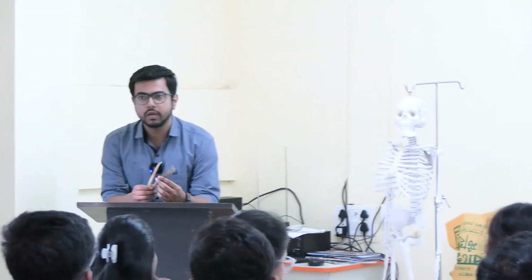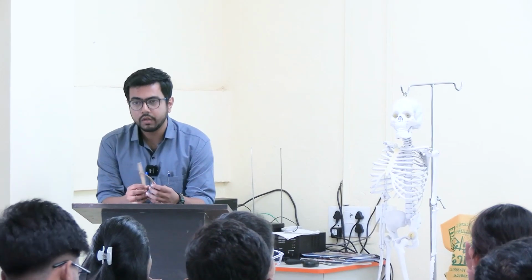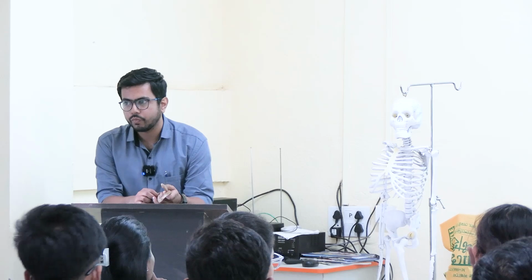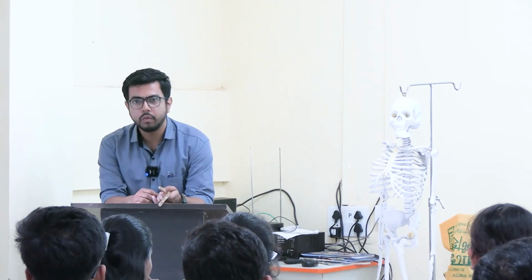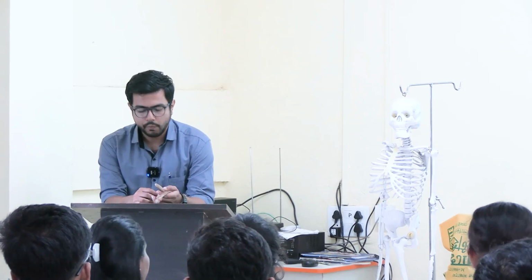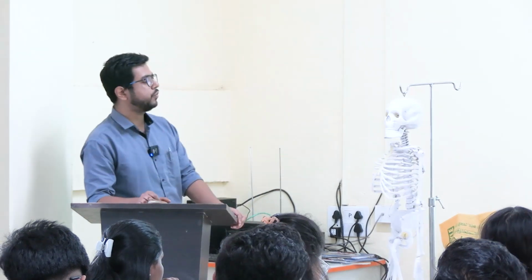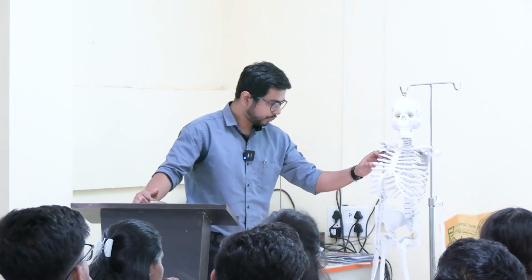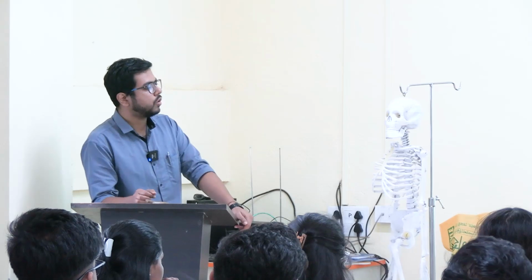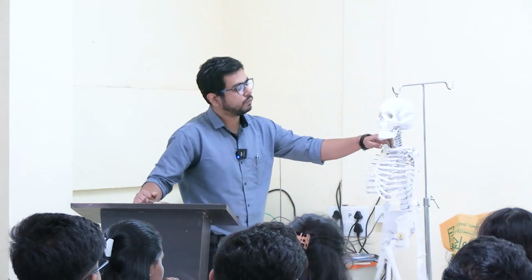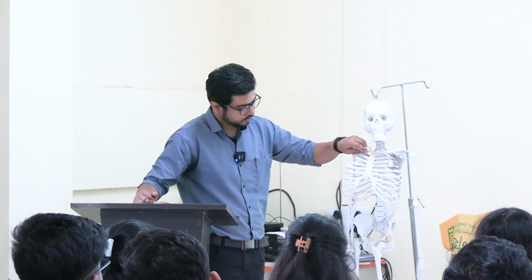So today's class is typical ribs. How many ribs are there? 12. There are 12 pairs of ribs in the human body. So out of them, this is the first one, okay?